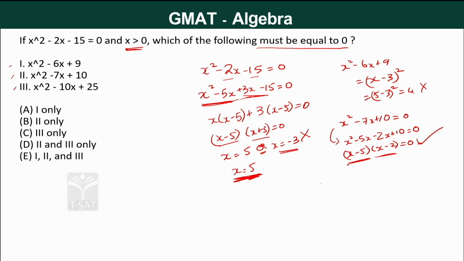Now let's look at the third equation. The third equation says x square minus 10x plus 25 is equal to 0. This is nothing but x minus 5 whole square is equal to 0. So x is equal to 5, it definitely satisfies the equality, that is x minus 5 is equal to 0. So this will also definitely be 0. So we got that these two equations will definitely be equal to 0. That is option number D. Option D. 2 and 3, only these two quadratic equations will always be equal to 0.